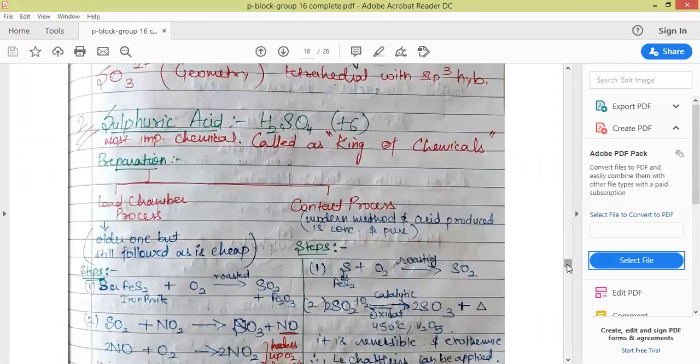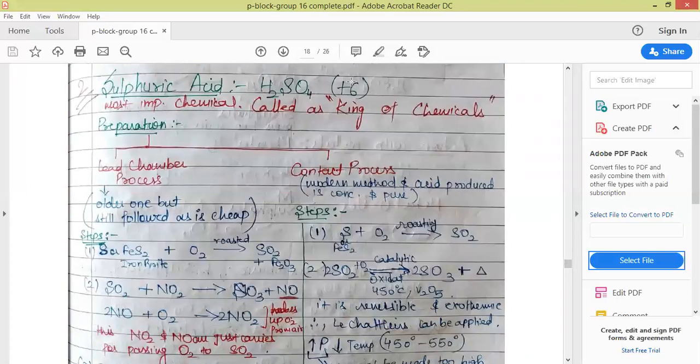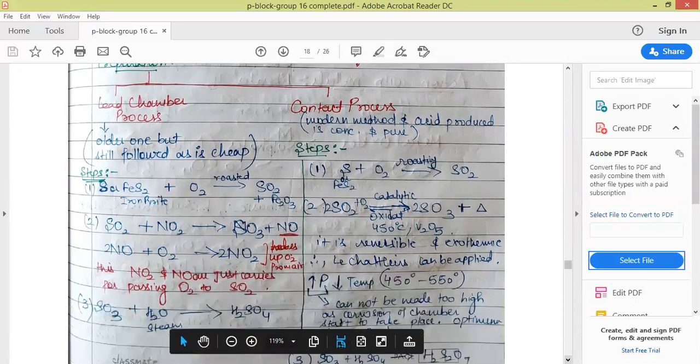Next acid to be discussed is sulfuric acid. Here sulfur is in its +6 oxidation state, which is the highest oxidation state for sulfur to exist. It is the most important chemical. This is also called the king of chemicals. The preparation of sulfuric acid is very important.